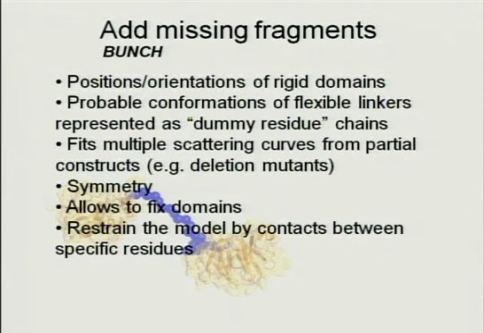Here you can also do quite many things. For example, you can fit multiple scattering curves from partial constructs. If you have a 3-domain protein, you can also make shorter constructs, like just domain 1 and domain 2, or domain 2 and domain 3, and measure those as well. You can introduce symmetry if you know the symmetry of the overall construct. And you can fix some of the domains if their relative orientation is known.